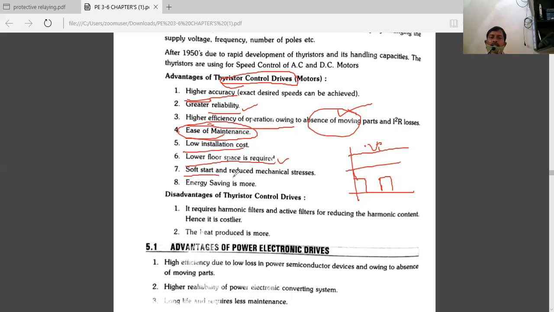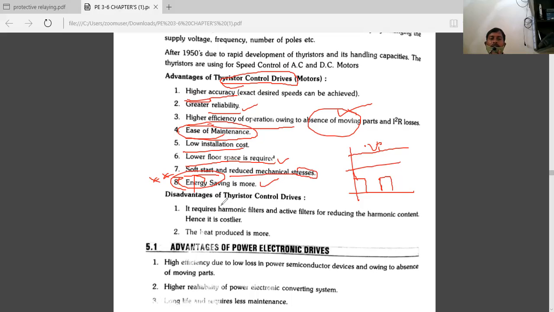Soft start and reduction of mechanical stresses, because that is an electronic switch. That is not a mechanical switch like the DPDT, TPDT switches you are using. That is an electronic switch, and the energy saving is more. This is the most important one. By using the converters, we are reducing the energy consumption.